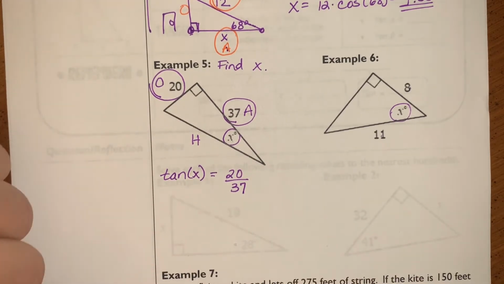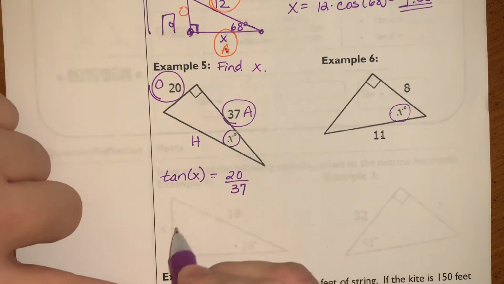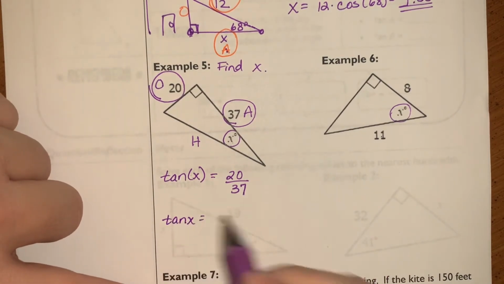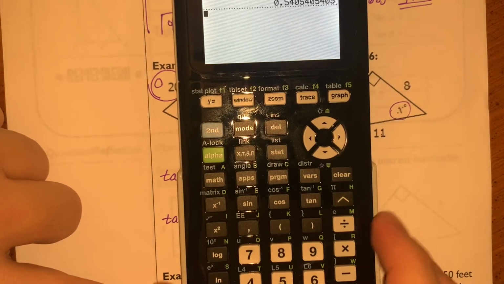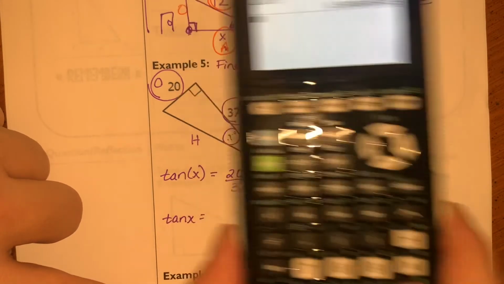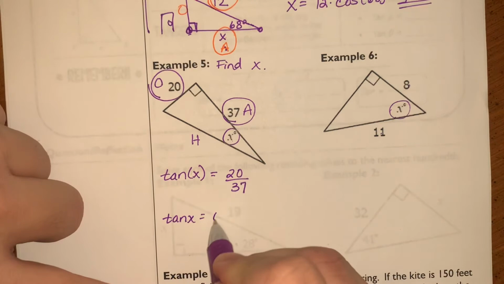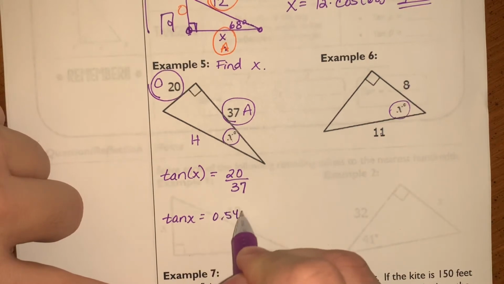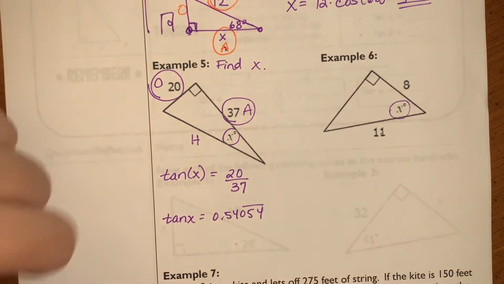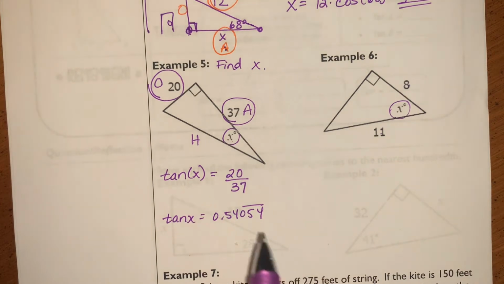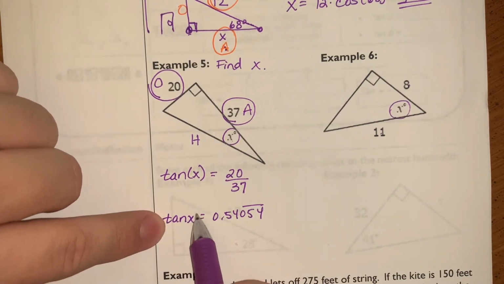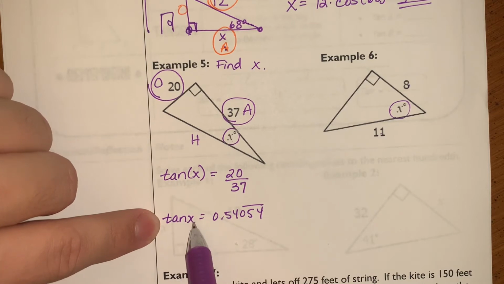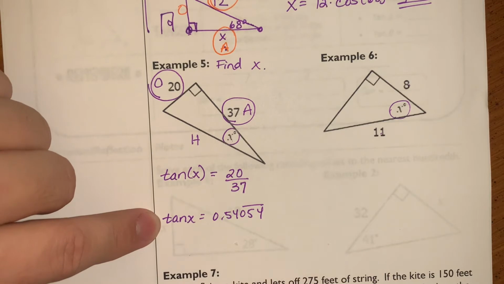So what you'll end up with here, right, is you'll end up with the tangent of x is equal to some decimal. If I did 20 divided by 37, I end up with 0.54054 repeating, right? But the thing is, how exactly do you get tangent by itself? Now, I know if you usually see some number times a value of x, right, you would divide that number and you get your x by itself.